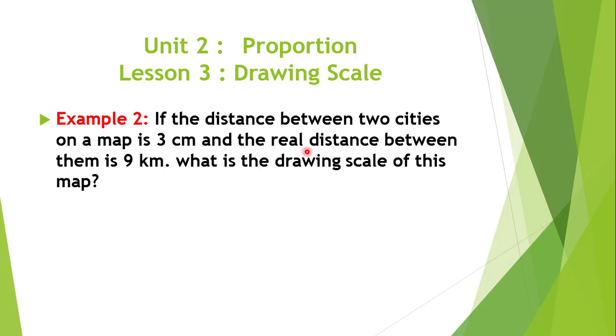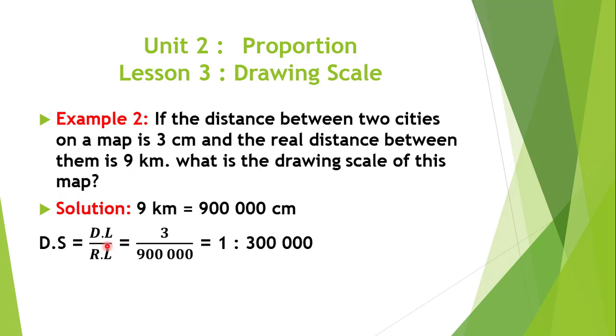Also we have a real length which is 9 kilometers. But of course we should convert to the same unit. Okay, so 9 kilometers equal 900,000 centimeters. Now drawing scale, as we mentioned before, equal drawing length over real length. And then we should simplify. Here we have drawing length is 3, real length is 900,000, and then simplify, it will be 1 to 300,000. This is the drawing scale.